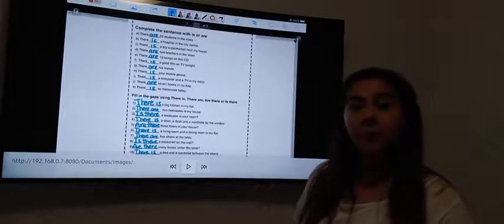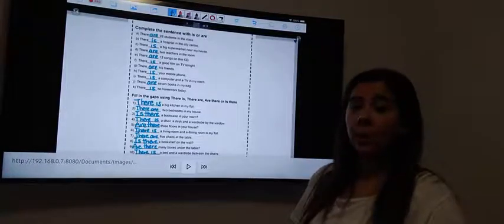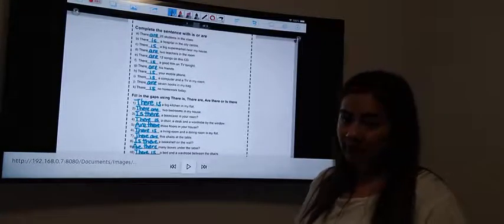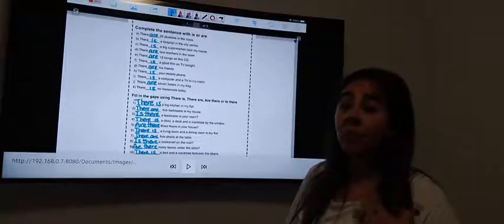The next one says, fill in the gaps using there is, there are, are there, or is there. Okay, are there or is there. Why am I saying are there or is there? Why are the words upside down? Because if you want to ask a question, you have to put the word are or the word is at the beginning and then use the form there. So the first thing you need to look at on the sentences is if they have a question mark. If they have a question mark, that means it's a question.